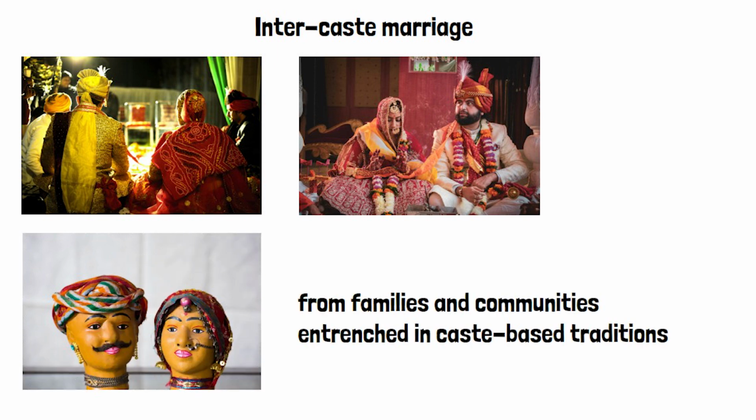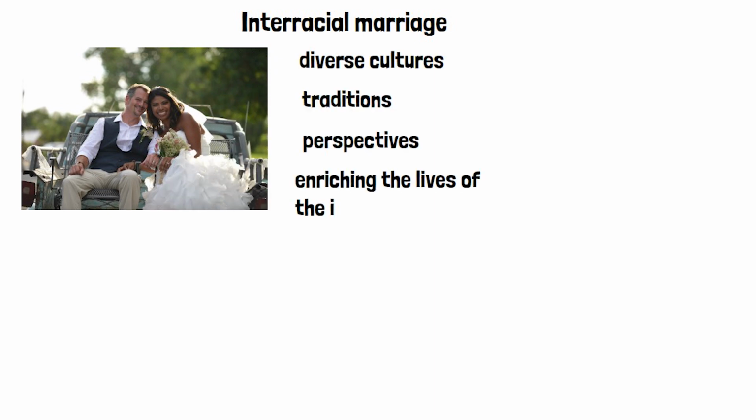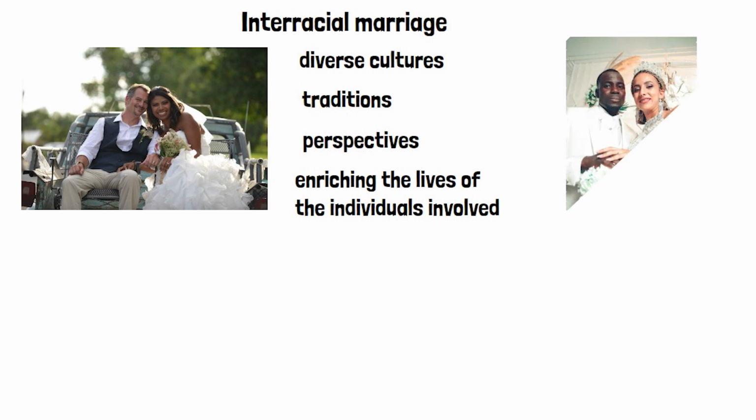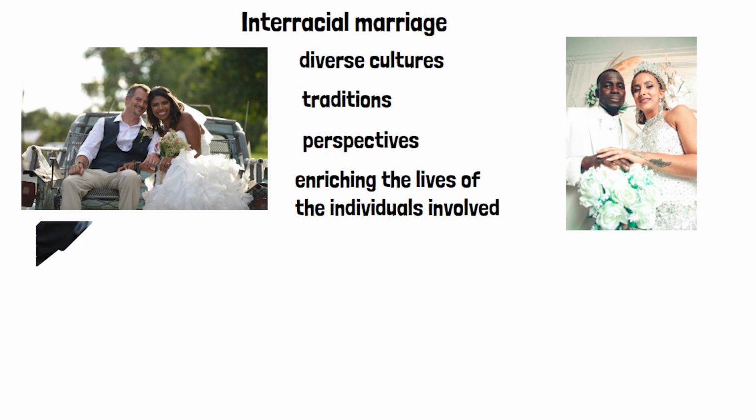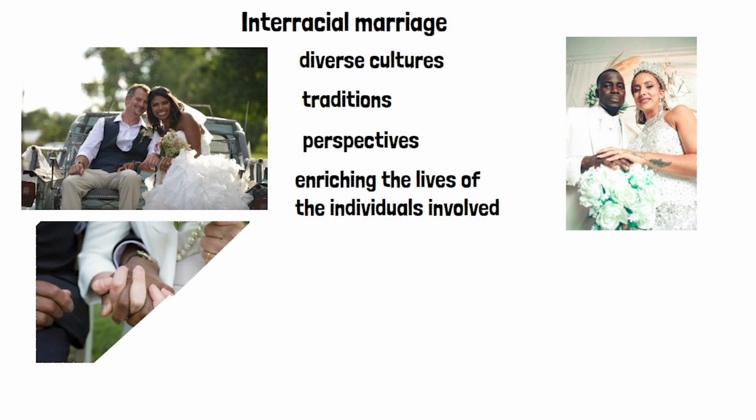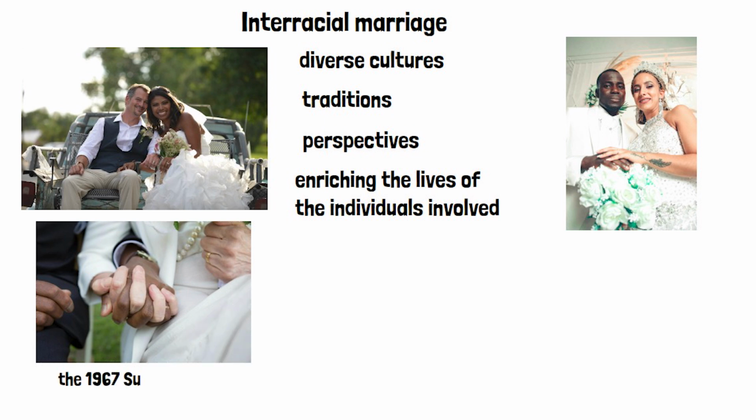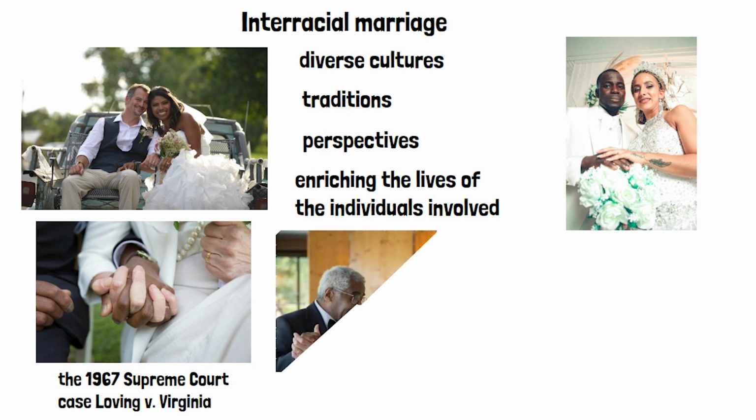caste-based traditions. Interracial marriage. Interracial marriage refers to a union between partners from different racial or ethnic backgrounds. These marriages blend diverse cultures, traditions, and perspectives, enriching the lives of the individuals involved. Historically, interracial marriages faced severe societal and legal challenges, especially in countries with histories of racial segregation and discrimination. For instance, in the United States, anti-miscegenation laws banned interracial marriages until the 1967 Supreme Court case Loving v. Virginia, which struck down these laws as unconstitutional.